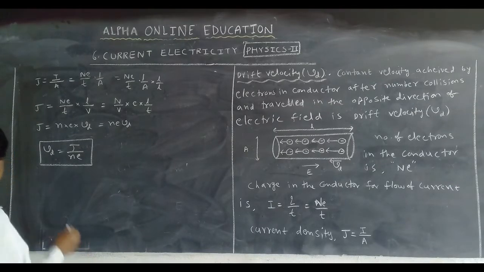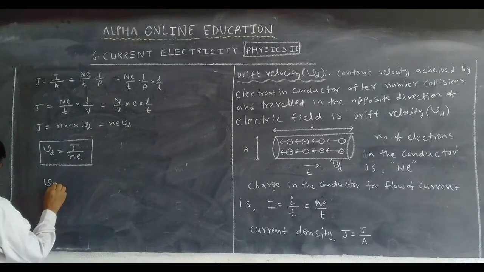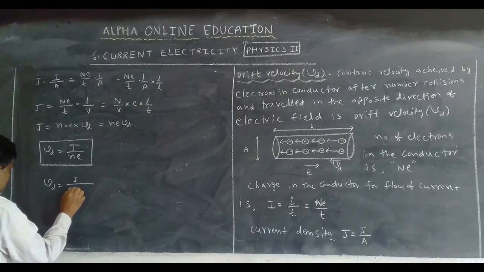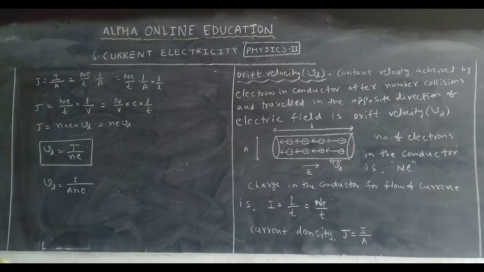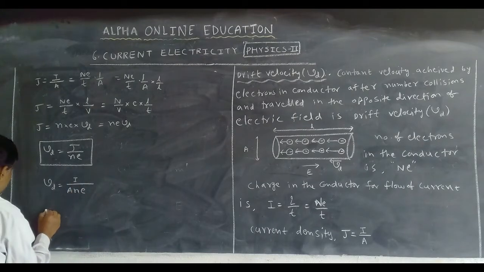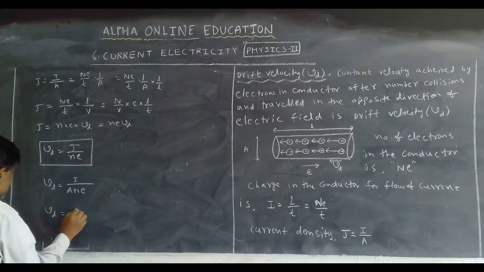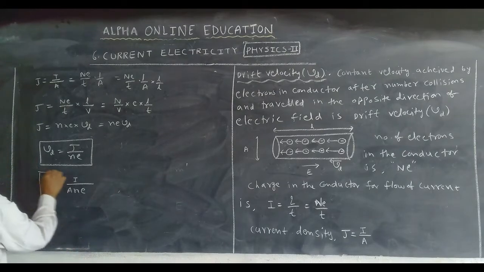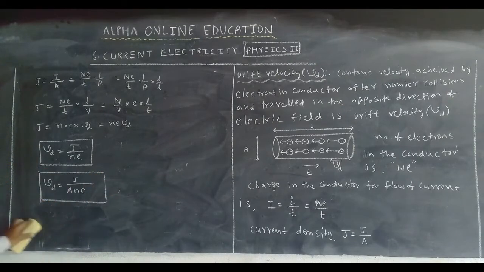Vd is equal to J by ne. Otherwise, Vd is equal to J, which is I by A, so Vd is equal to I by Ane. If we simplify, we can write it like this also. This is enough up to this. This is the equation for the drift velocity.